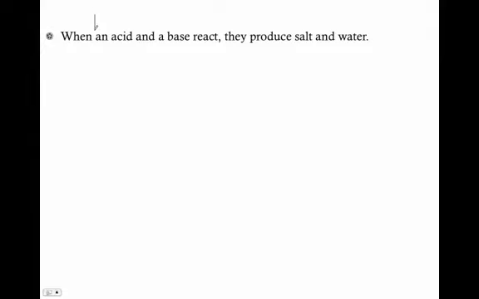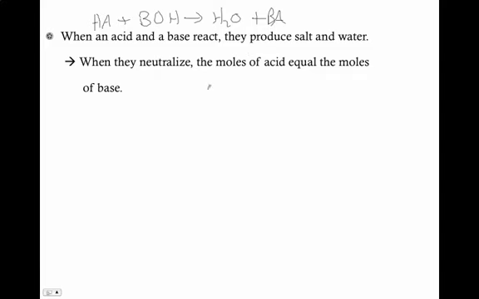So if we have an acid of HA plus a base of BOH, they're going to form H2O plus a salt of BA. So when they neutralize, the moles of acid equal the moles of base. That's when everything is completely neutralized.